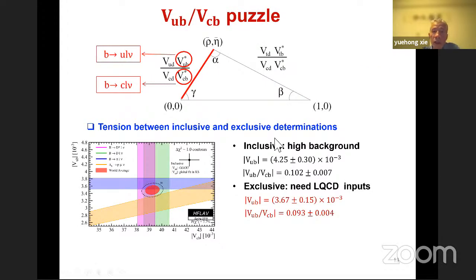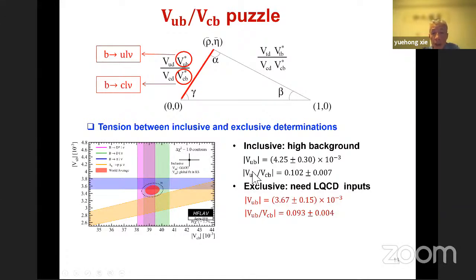Another puzzle in the flavor sector is the so-called V_ub versus V_cb puzzle, which is the tension between the inclusive and the exclusive determination of the V_ub and the V_cb. On this plot, you can see the inclusive determinations are significantly higher than the exclusive ones.